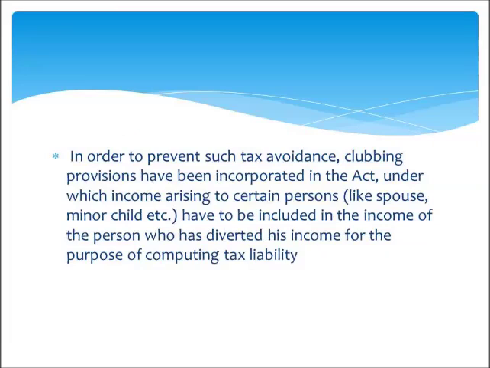So, in order to prevent such tax avoidance, clubbing provisions have been incorporated in the Act, under which income arising to certain persons like spouse, minor child, etc., has to be included in the income of the person who has diverted his income, for the purpose of computing tax liability. That is, the person diverted the income to the spouse and minor child, but that income will be clubbed with his income and accordingly his tax liability will be computed.